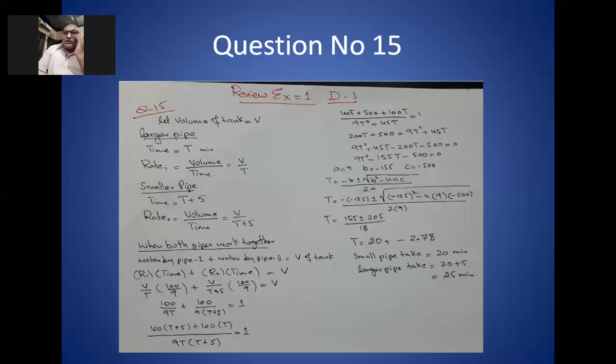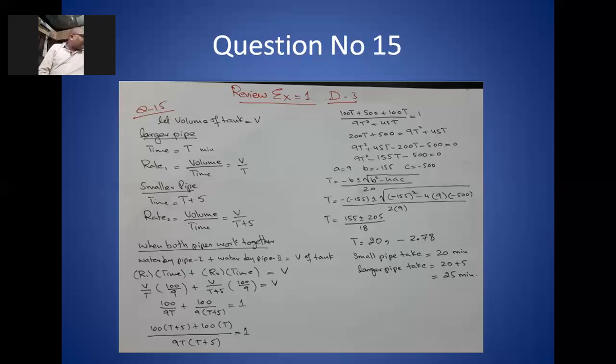And then you will enter in your calculator 155 minus 205 equals to divided by 18, and that will give you minus 2.78. Because the t here represents the time, that cannot be a negative number. So just neglect this value. So this is the value of the t which we will use. And in the last, he says, find the time taken by each pipe to fill the tank.